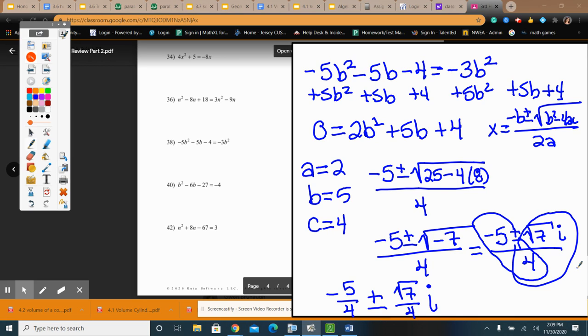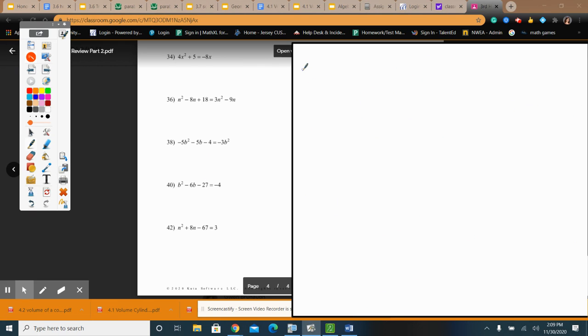Okay, 40 and 42, they look like good candidates for completing the square, but you can do quadratic formula or factor if that allows it. On 40, I'm going to add 4 to both sides first. B squared minus 6b, negative 27 plus 4 is negative 23 equals 0. I'm not going to factor. 23 is prime. It does not give me negative 6.